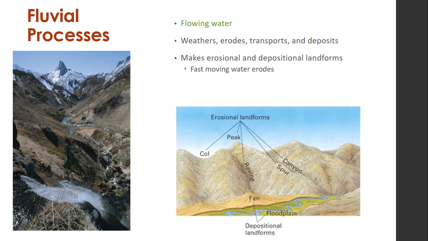Fast-moving water erodes and slow-moving water deposits, which is pretty intuitive, right? If you have really fast-moving water, you're going to pretty effectively erode that landscape, and as that water slows down, it's going to want to drop that material because it's no longer going to have the power to keep carrying it.